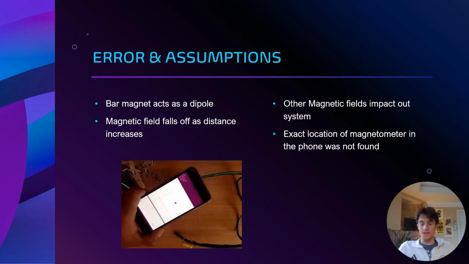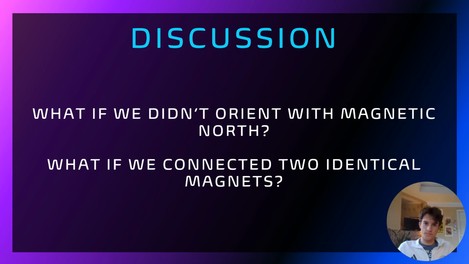The things that could cause these errors would be that there are other magnetic fields in our room, there are currents moving as well as other magnets, so the superposition just compiles these and changes the data some. And then also we didn't exactly find the location of the magnetometer, nor would it be on the surface of the phone, but it's close enough.